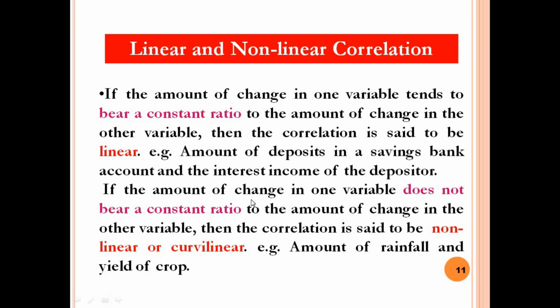And if the amount of change in one variable does not bear a constant ratio to the amount of change in the other variable, then the correlation is said to be nonlinear, or we can say another name for nonlinear, curvilinear. So for example, amount of rainfall and yield of crop. This is the example of nonlinear correlation.